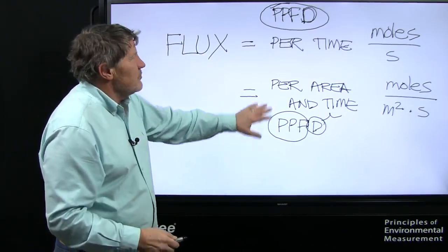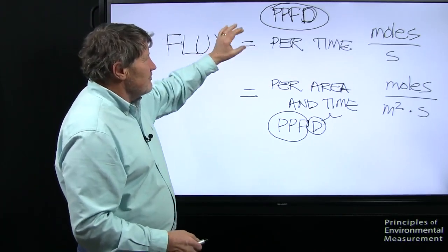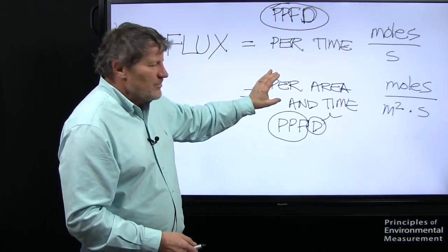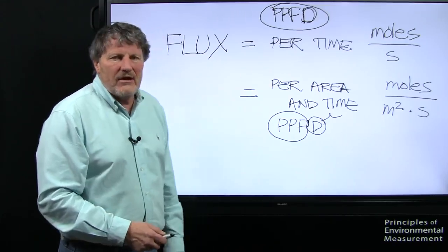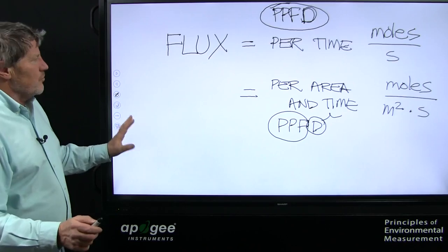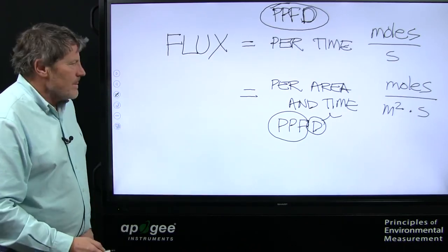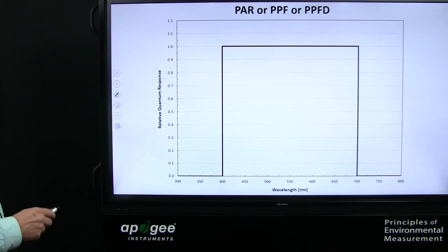But it's been confusing to people, just as it's confusing to physicists. Is a flux only per unit time, or does it mean per unit area and time? There's the difference. For the purposes of this, we don't need to worry about it. PPF and PPFD are equal. All right, now let's go to what we're looking at.